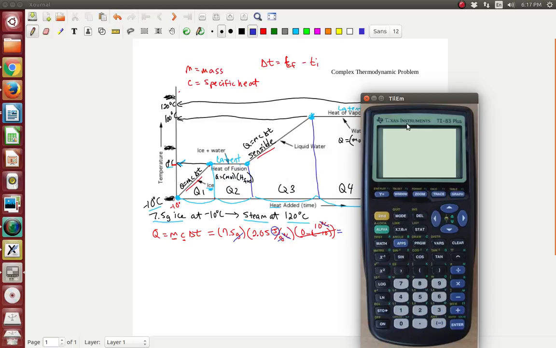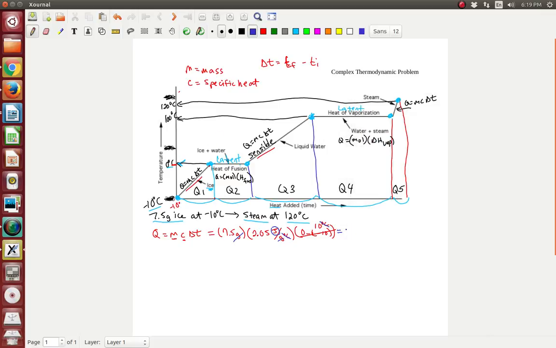All right, here's the calculator. Let's put this in there: 7.5 times 2.05 times 10. And I get 153.75. I'm going to use two significant figures throughout this, so that would turn into 150. Write that down: 150 joules. Okay, that's Q1.